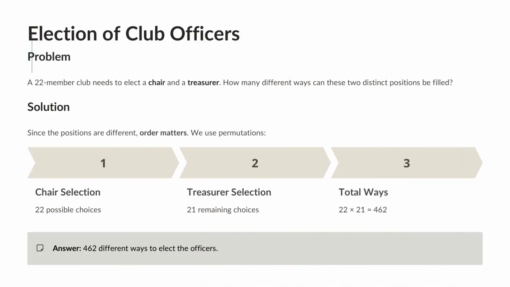In this problem, a 22-member club needs to elect 2 officers, a chair and a treasurer. Because the 2 positions are different, the order of selection matters. Therefore, we use permutations. Mathematically, we compute 22P2, which is equal to 22 factorial divided by (22 minus 2) factorial. This simplifies to 22 multiplied by 21, which equals 462 possible ways to elect the officers.